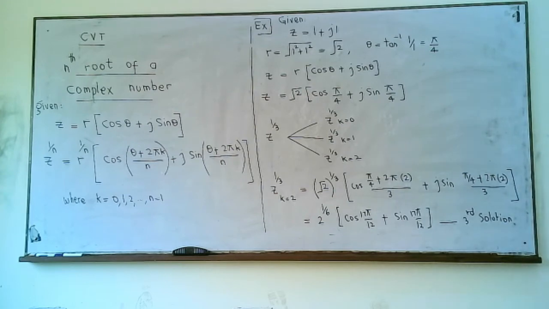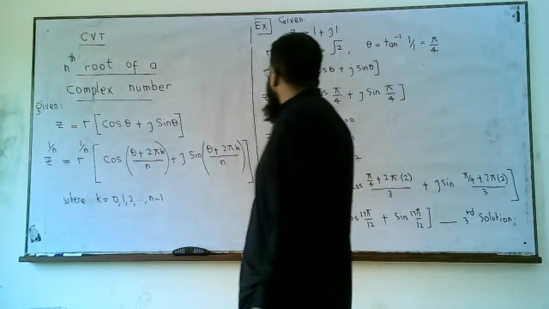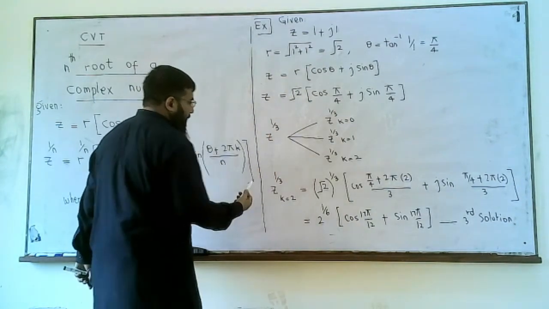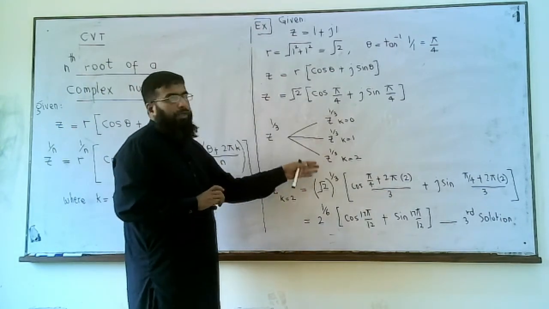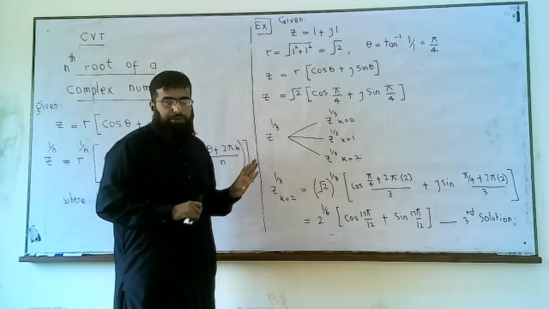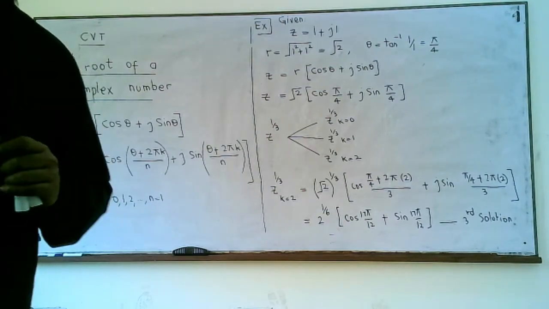So now we have computed all 3 solutions for this complex number, and we were asked to compute z to the 1 over 3. If we would have been asked to compute z to the 1 over 4, of course that would have 4 solutions, and if it is z to the 1 over 2, we'll have only 2 solutions, for k is equal to 0 and k is equal to 1. Right, that's all for this lecture. Thank you.